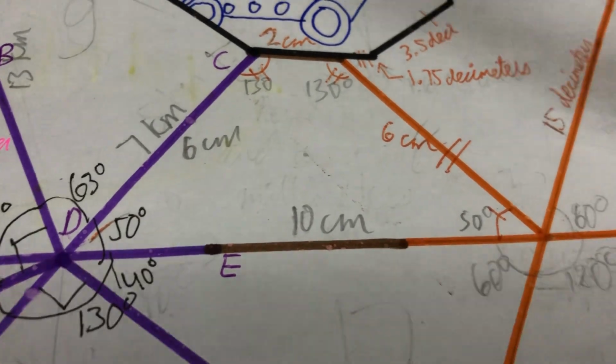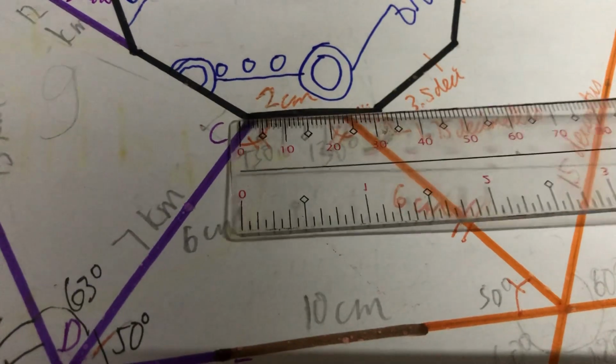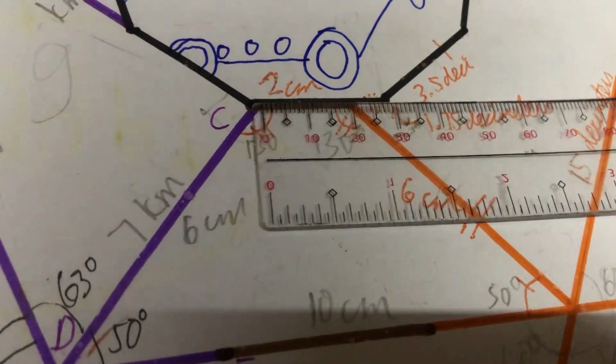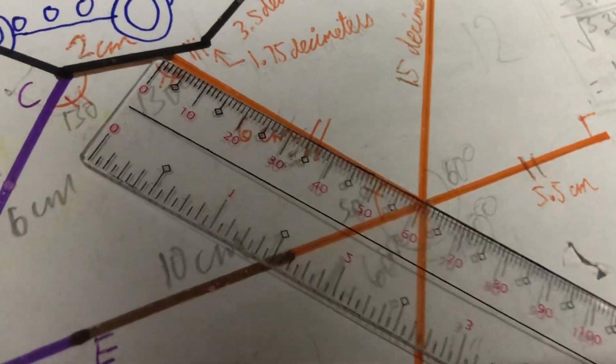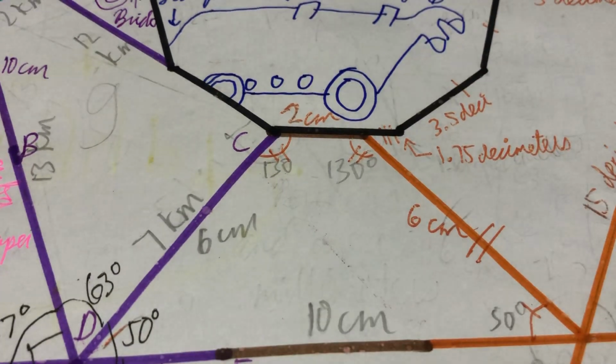To check with your ruler, let's see if it makes sense. Is this 10? Yes, it is. It's 10. Is this 2 centimeters? Yes, 2 centimeters. Then 6 centimeters on either side. One side, and the other side. Yes, 6 centimeters.